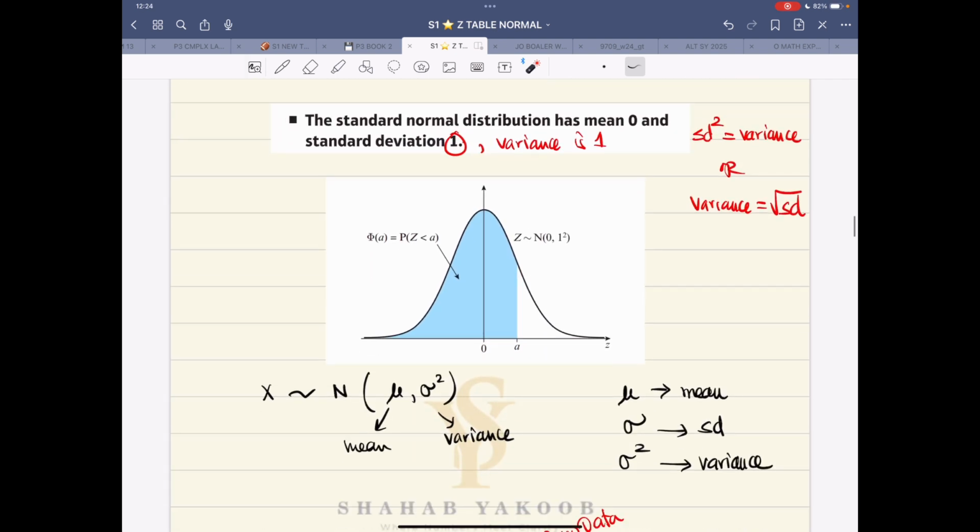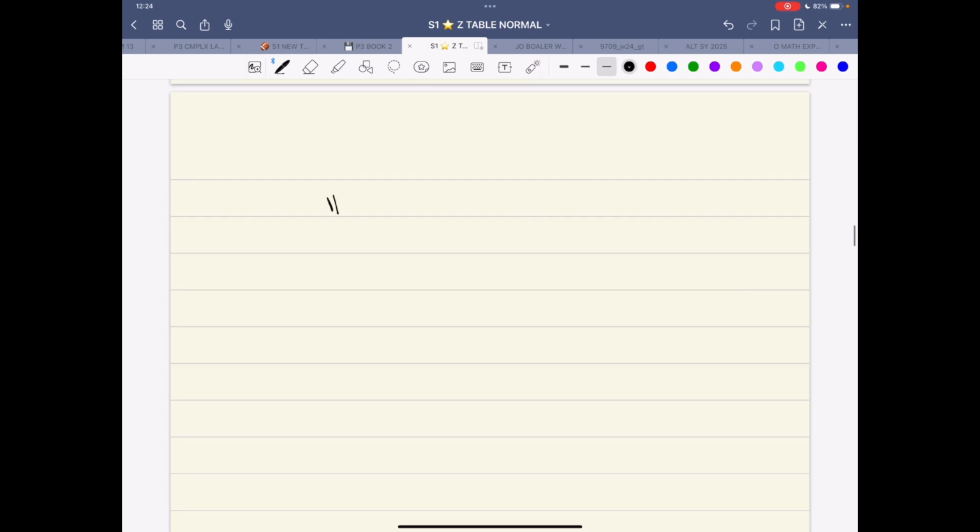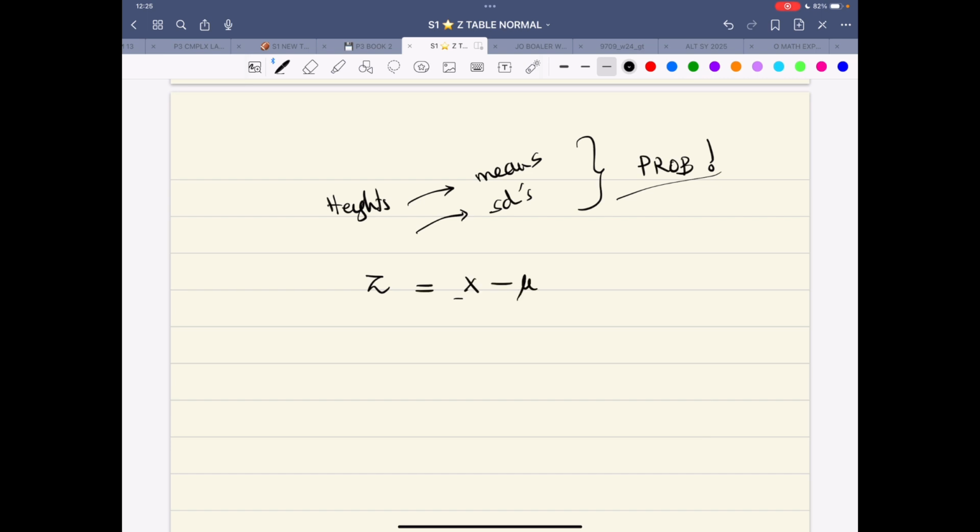Now, what is the use of this? If we talk about heights of adults in different parts of the world, there could be thousands and thousands of means, and thousands and thousands of standard deviations. So calculation of these probabilities would be a daunting task. It's almost impossible or too time consuming. So someone standardized it according to this formula, x minus mu over sigma, and then they created this table.